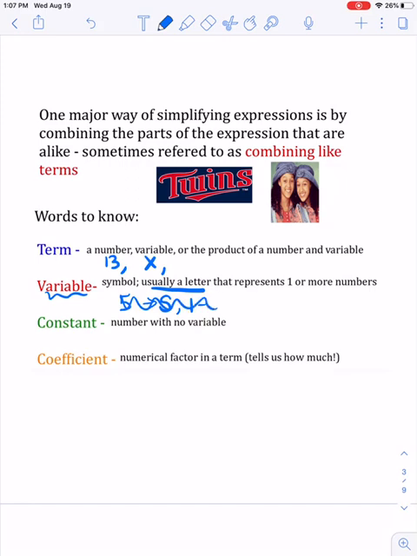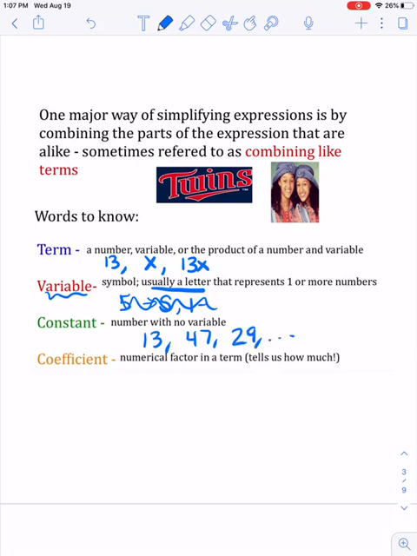And a term could also be a product of a number and a variable. So it could also be, if I multiplied them together, 13x. Those are all considered terms. A constant, on the other hand, is just a number with no variable. So any number. So that could be 13, 47, 29, etc. A constant is just a number.